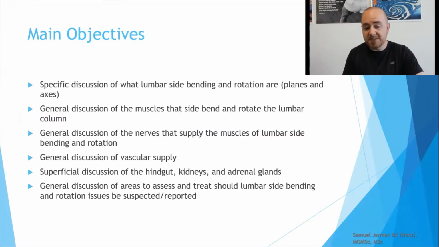So our main objectives here: specific discussion of what lumbar side bending and rotation are, so planes and axes, very repetitive on purpose. General discussion of the muscles that side bend and rotate the lumbar column, the nerves that supply those muscles, and the vascular supply. Most of that's already been done, so we don't have to spend a ton of time on it because it's already been included with lumbar extension and lumbar flexion. Then we're going to have a superficial discussion of the hindgut, the kidneys, and the adrenal glands. And then a general discussion of areas to assess and treat should lumbar side bending and rotation issues be suspected.